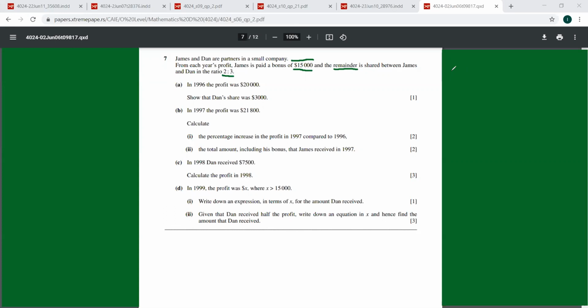It says in 1996, the profit was $20,000. Show that Dan's share was 3,000. This is a 1 mark question. Out of 20,000, we shall first give away 15,000 to James. And then what is left out of this 20,000 is 5,000. Now we have to divide this in the ratio 2:3, and find Dan's share. If it is 2:3, this is James, this is Dan. So Dan is going to get 3/5 of this 5,000. You simplify, and this is going to be 3,000.